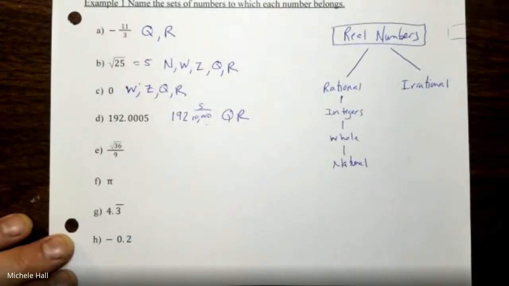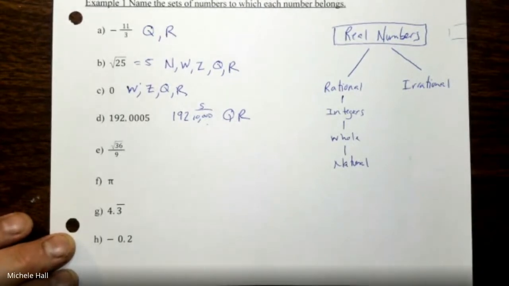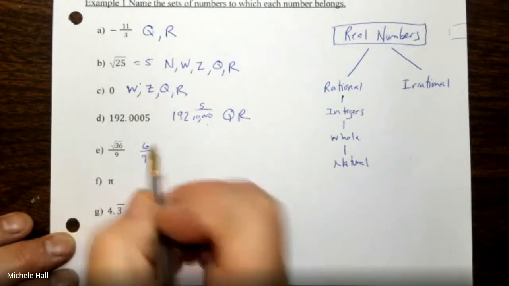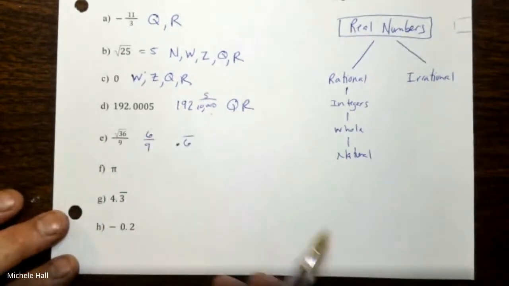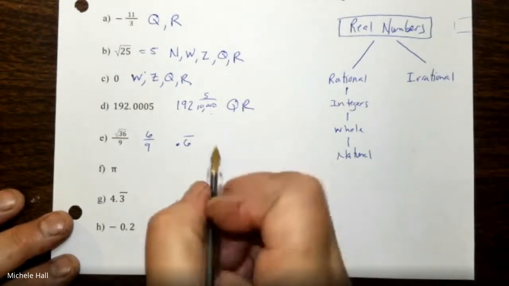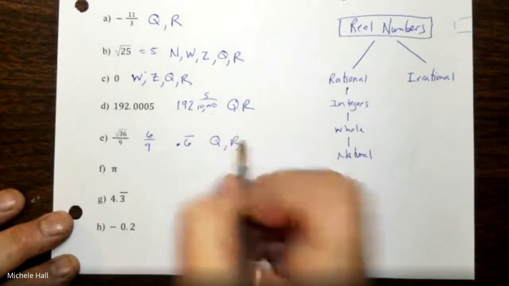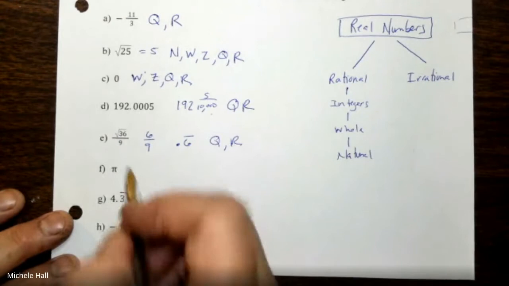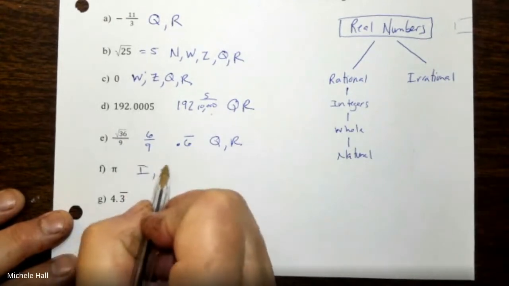What's your strategy for E? Any strategies? Perfect. It's a perfect square. Every time you see a perfect square, you simplify it. That means I'm looking at 6/9. Your ninths are always repeating. So this is a fraction that has a repeating decimal. Where's the first place that you see rationals? And of course, always the reals this time. What about pi? Irrational, and of course it is real.